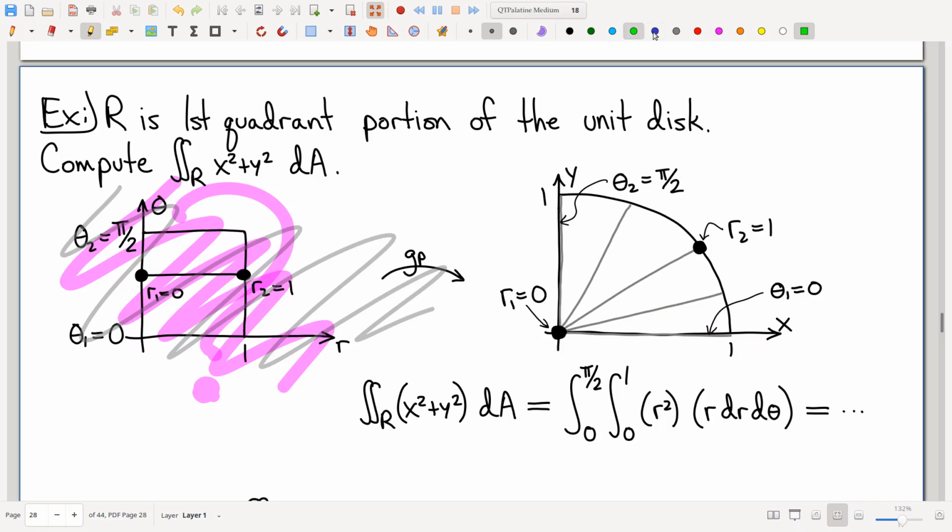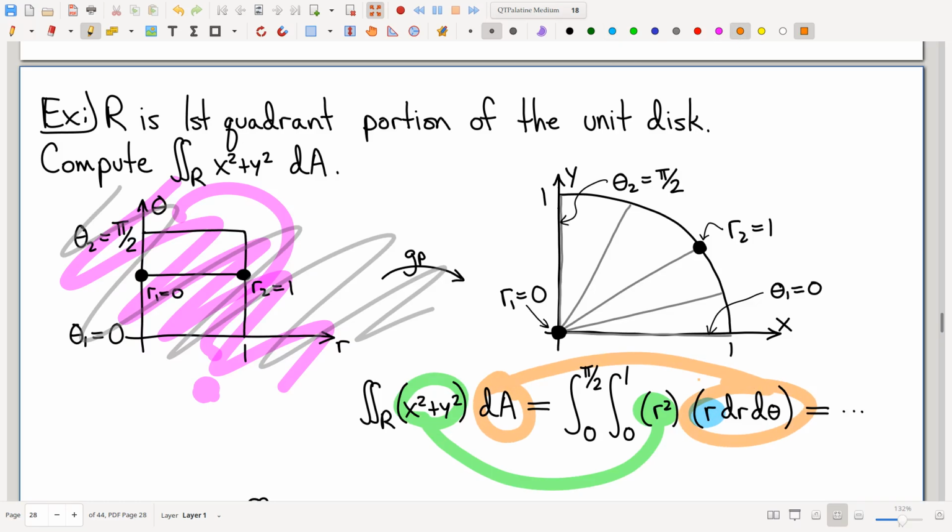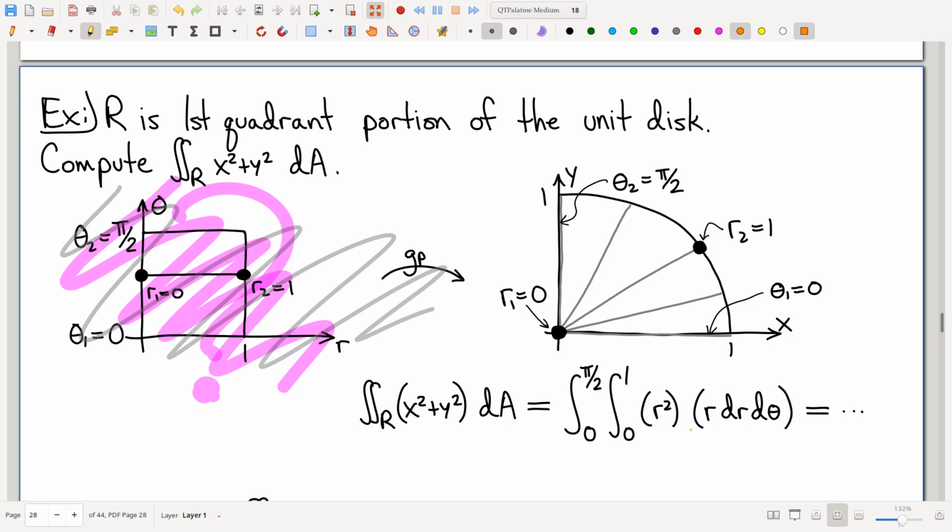Let's see here. We know that x squared plus y squared is r squared. No picture required for that. That's just formulas. We know that our stretching factor is r. Again, no picture required for that. We already punched that out. The only thing that remains is the bounds. How am I going to find the bounds?